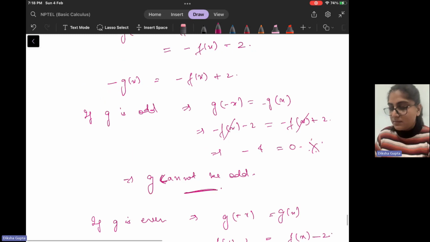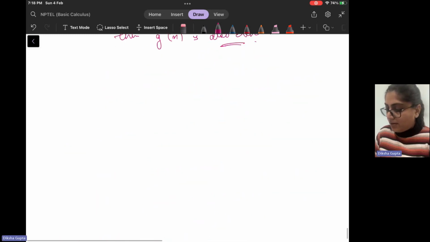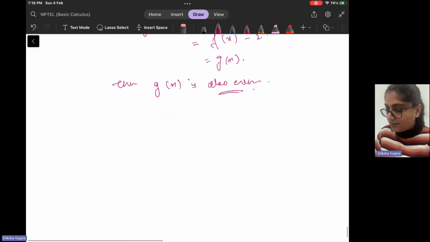So if f is even, if we subtract some constant from it, the function will remain even. And if f is odd, if we subtract a constant, the function can never be odd, and it can be even if and only if the function f is identically 0. All right. One more question on even and oddness.